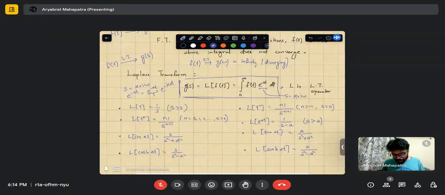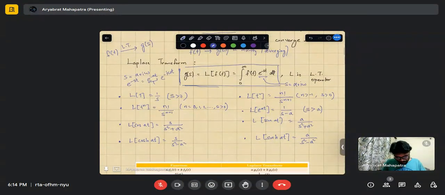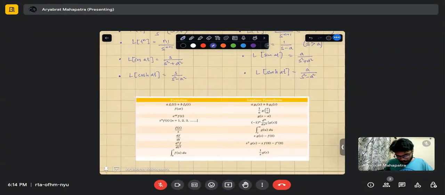So the Laplace transform of one is basically one over s. Then the Laplace transform of t to the power n is n factorial over s to the power n plus 1. Then the Laplace transform of cos at gives you s over s squared plus a squared, and so on. And there are some more properties that I have given here. These are also very useful.